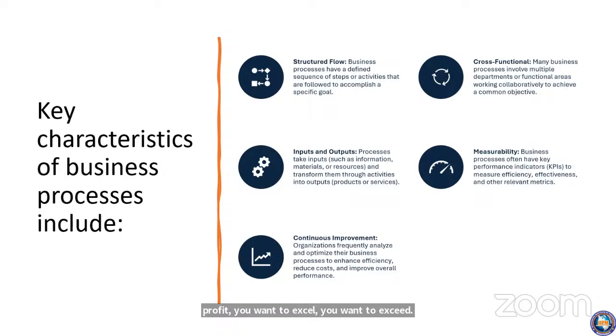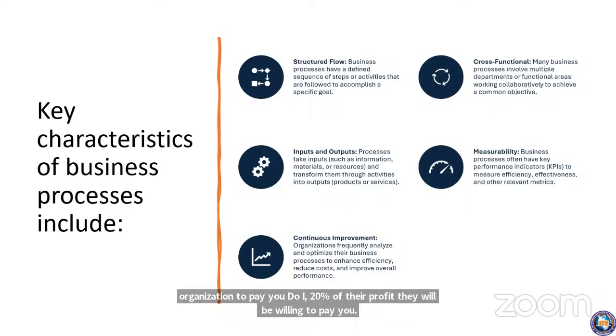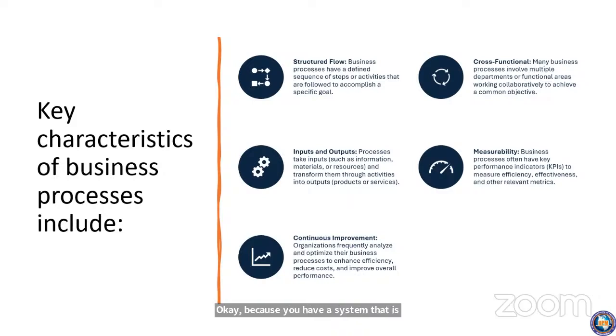But when you have the 80-20 working for you, even if you tell the organization to pay you 20% of their profit, they will be willing to pay you, because you have a system that is working, you have a process that is working.